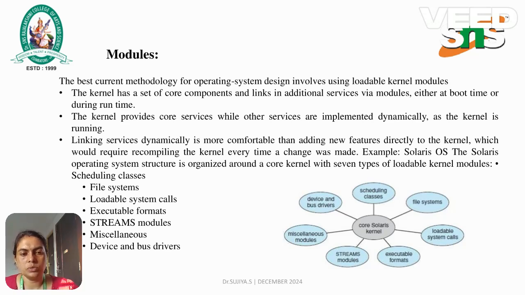So this diagram shows the core Solaris kernel, which includes the scheduling classes. Next we have the file systems, the loadable system calls, and the executable formats. Next are the STREAMS modules, then the miscellaneous modules, and then the device and bus drivers. All of these are incorporated with the core Solaris kernel, and this is how the model is defined.